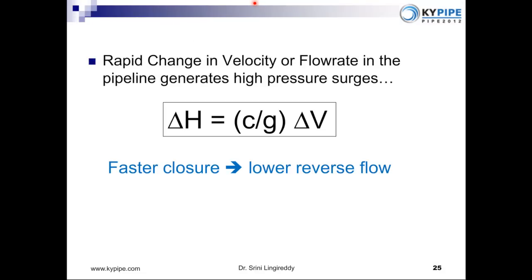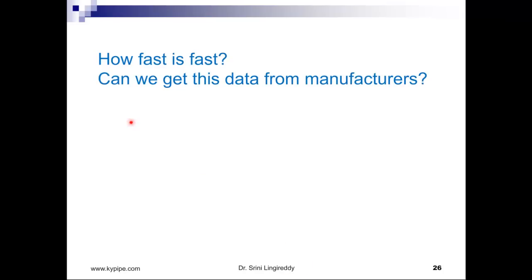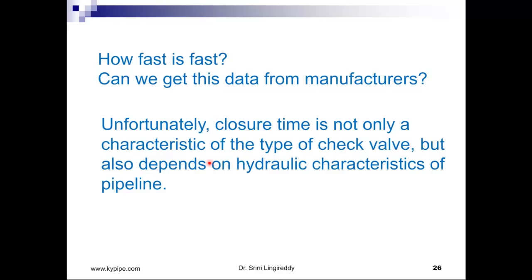Now here, the question is, let's go back here. I said the faster closure means low reverse flow. The question is, how fast is fast? Can we get this data from the manufacturer? This is the question that's most frequently asked. The software requires the users to put the time of closure, how much time the valve takes to close. Can we get this information?